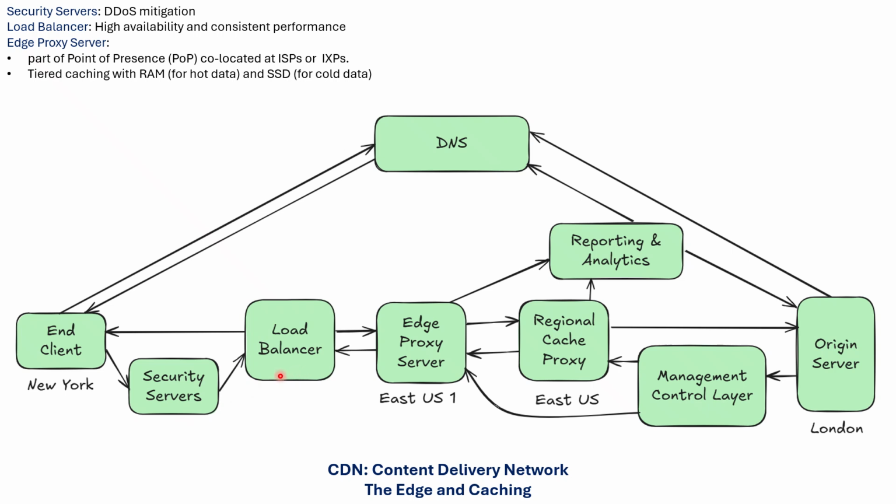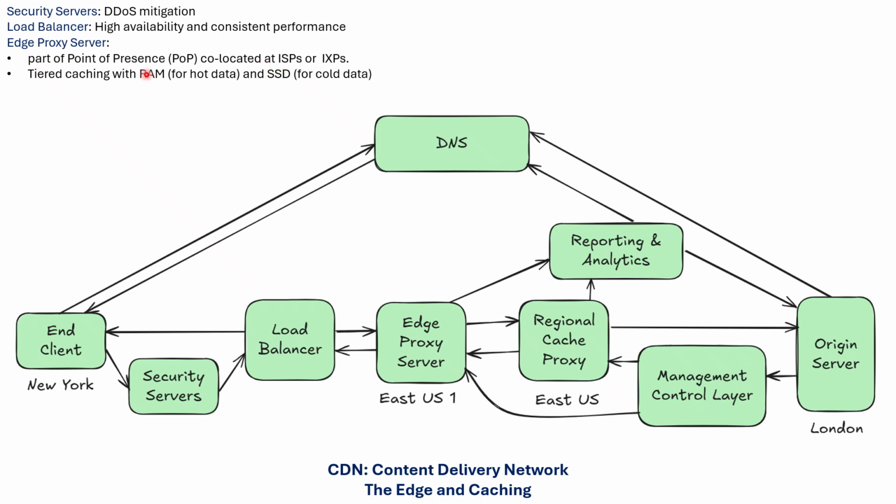Next, the request hits the load balancer. This component's sole purpose is to distribute incoming traffic evenly across a group of servers. It prevents any single server from getting overwhelmed, ensuring high availability and consistent performance. The edge server, or the edge proxy server, itself is part of something called a point of presence, or POP. A POP is a physical data center location where the CDN has its servers. They are strategically placed in high traffic areas, often co-located at ISPs.